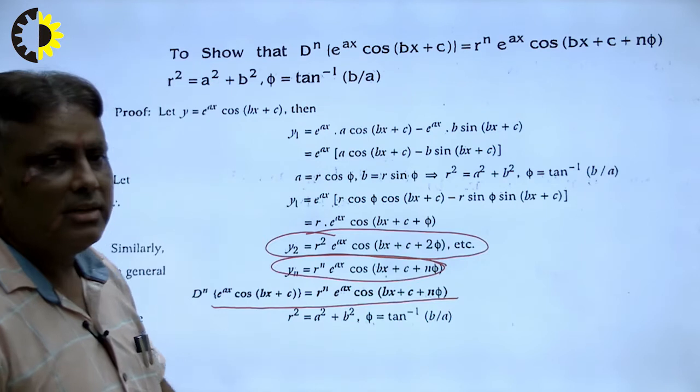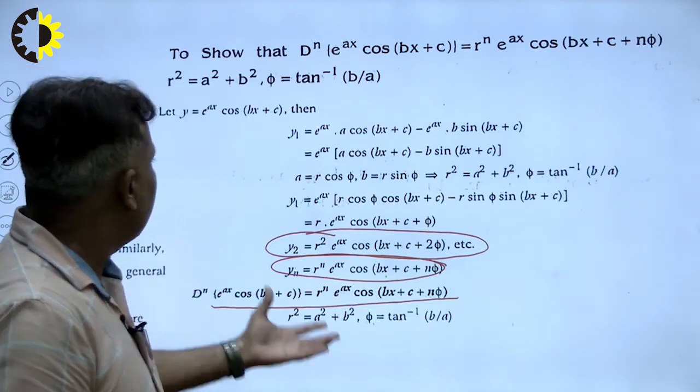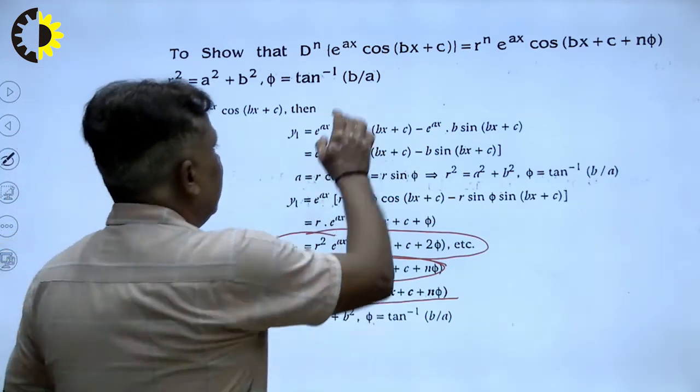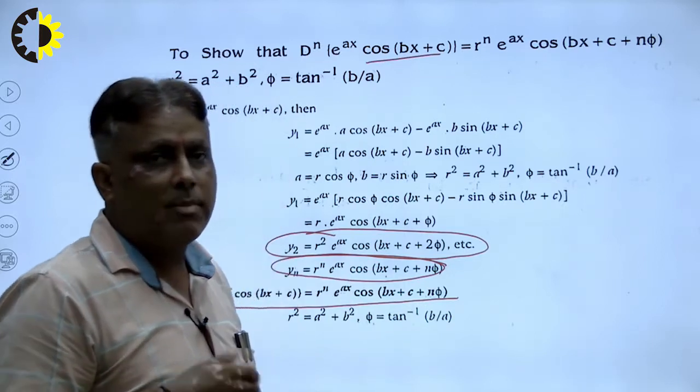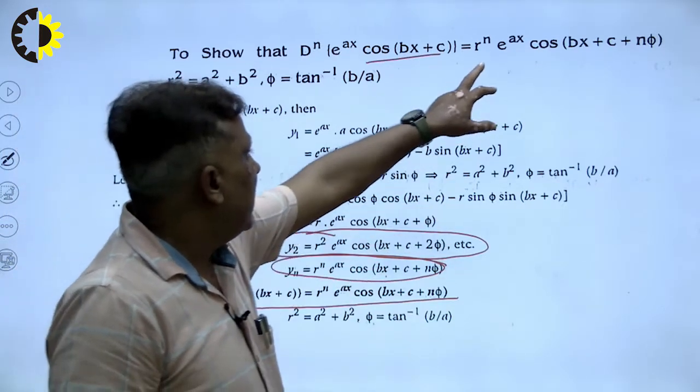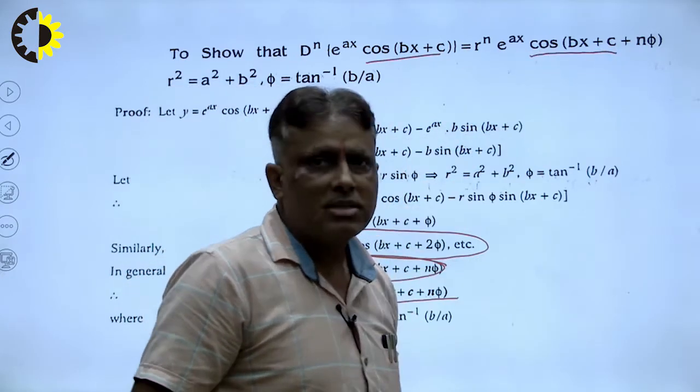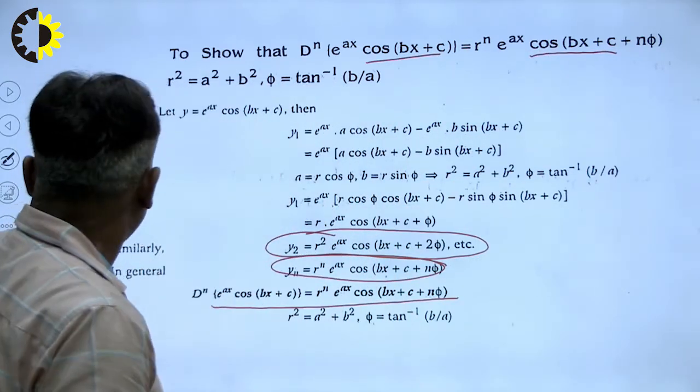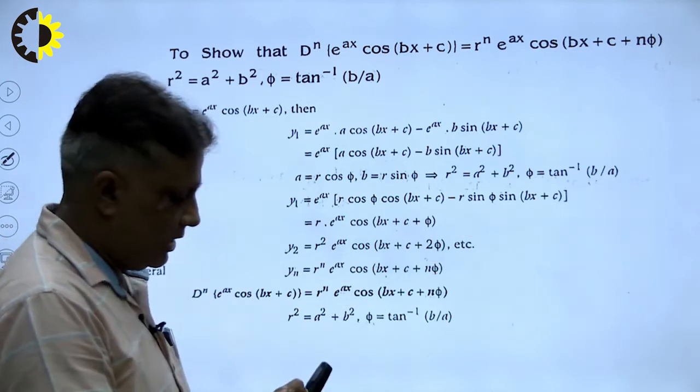R square is defined, right? In the same way, if in the place of sine there is cosine, that means there is no change in the formula, only one change, only the sign. So both are the same. In this way we can find out our result here, right?